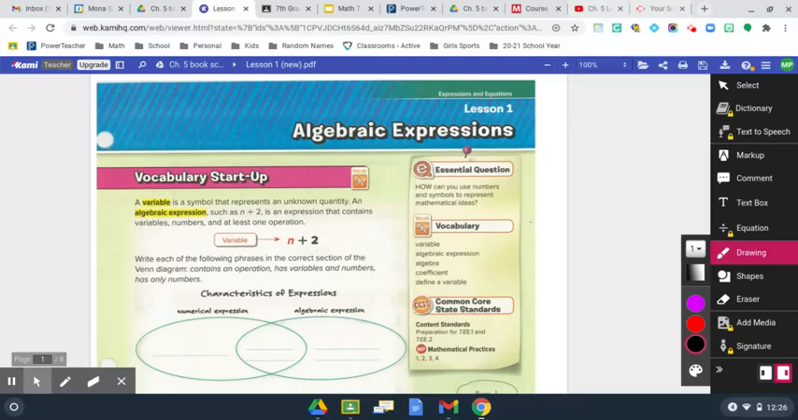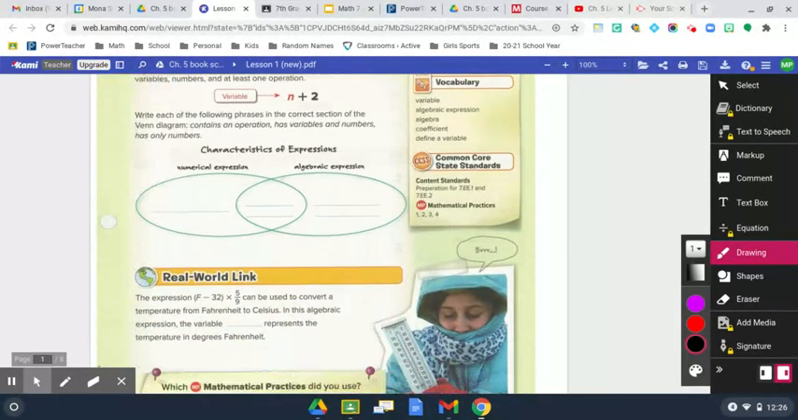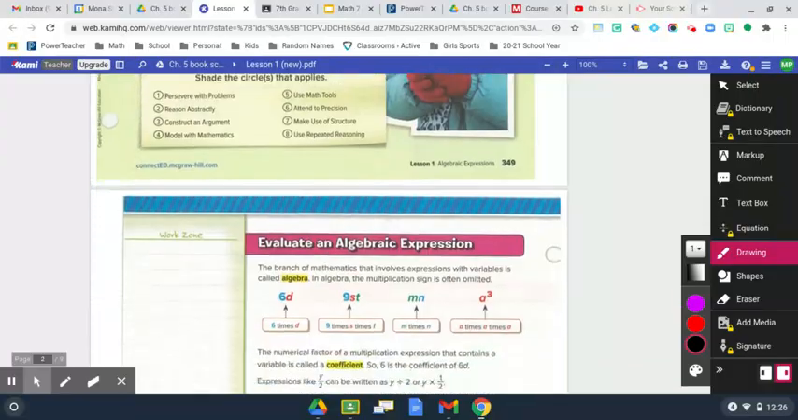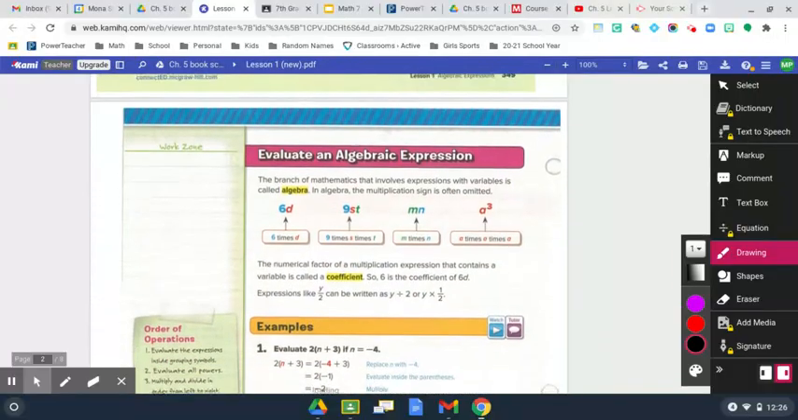Also on this page, just to the right here, we talked about the essential question yesterday. So how can you use numbers and symbols to represent mathematical ideas? So we'll see that throughout the chapter. And by the end of the chapter, you should be able to answer that. We're going to keep scrolling a little bit. And the top of page 350.